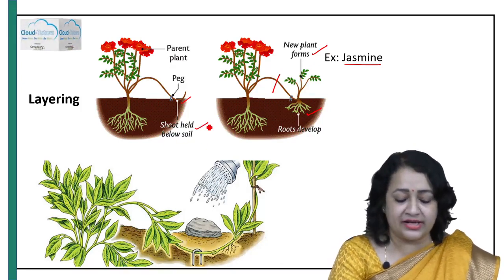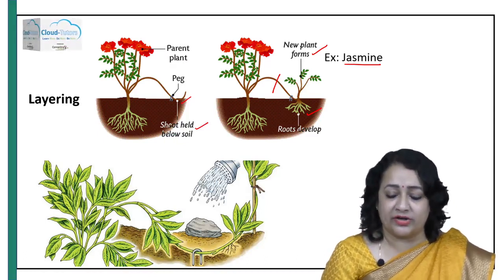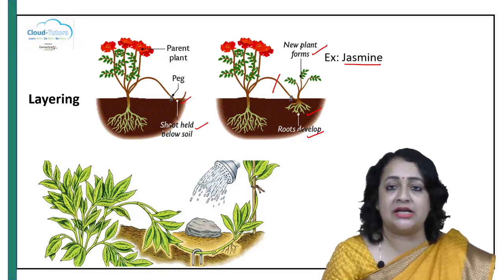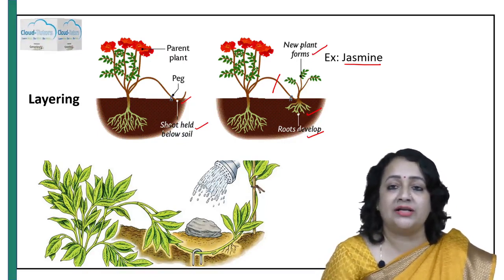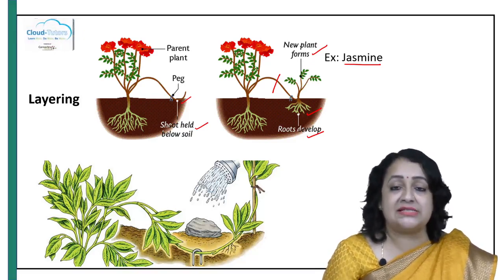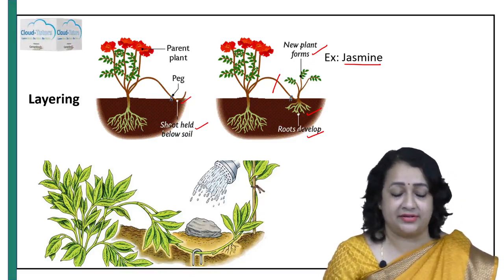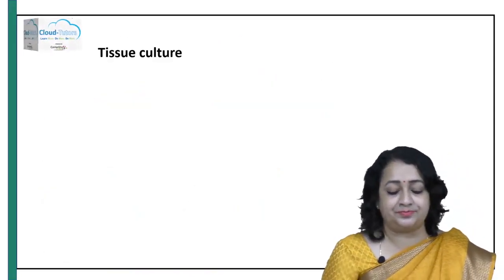First we have to make sure that the shoot is held below the soil. After that you start watering it. The roots will start developing from the shoot which is held below the soil. Roots will develop, then a new plant will develop. So this can be seen in the case of jasmine, and this method is called the layering method of vegetative propagation.